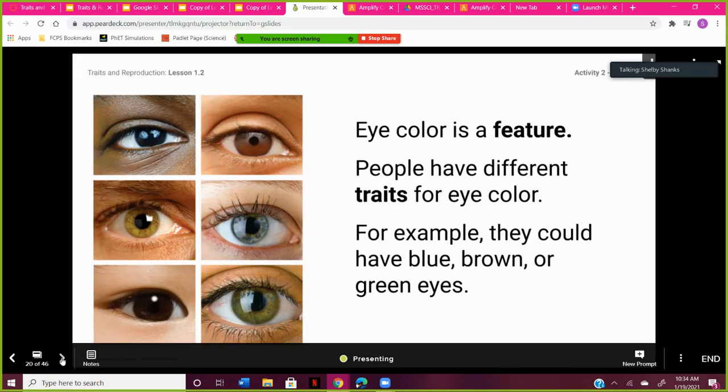All right, so this is what I was talking about with features and with traits. So eye color is a feature, okay? Hair color is a feature. Skin color is a feature. But people have different traits for eye color. People have different traits for hair color, different traits for skin color. Okay, so for example, they could have blue, brown, or green eyes as a trait, but their feature is their eye color. All right, that can get a little confusing, but make sure you know the difference.